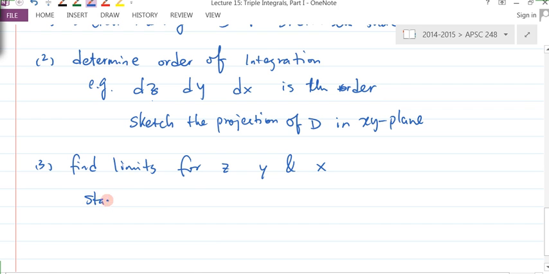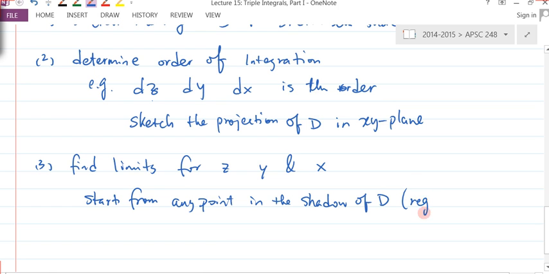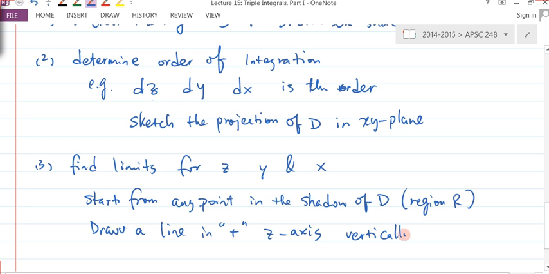So start from any point in the shadow of D, which is basically the region R indicated in the picture. Okay, and draw a line in the positive z-axis, vertically. Okay, that's the step.